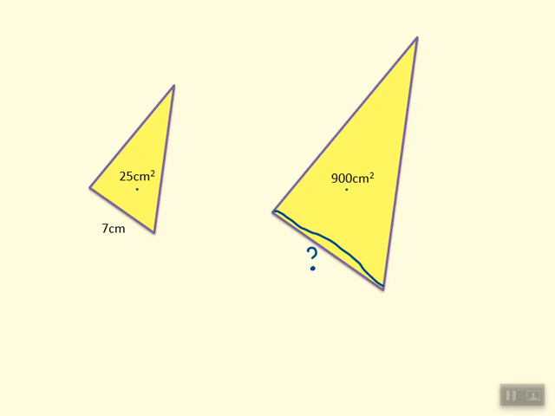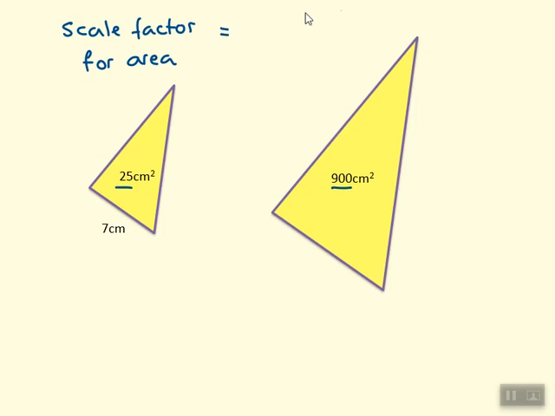Okay, this is the work through of how to do it. First of all, we know the area of both triangles. So if I do the scale factor for area, I'm just going to do the same principle, big divided by small. I'm going to do 900 divided by 25, which I think is 36. Yeah, it's 36.